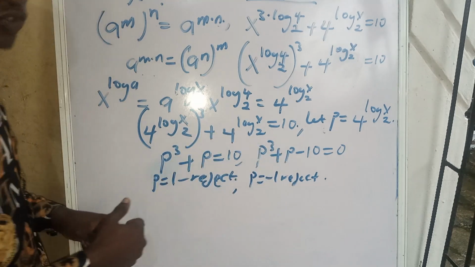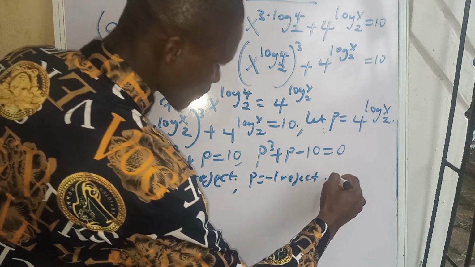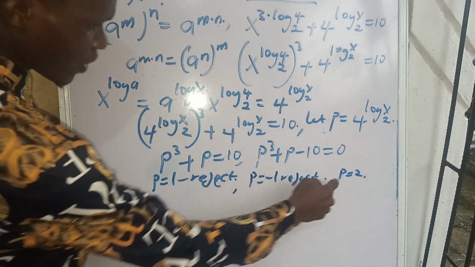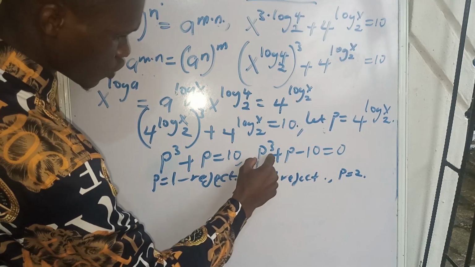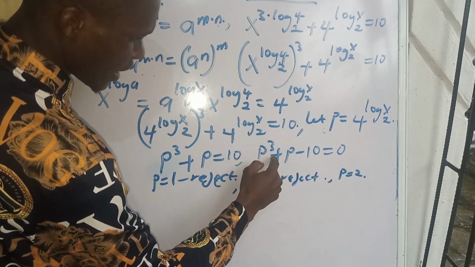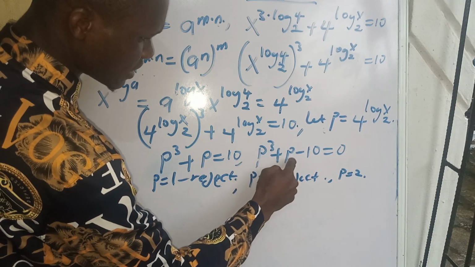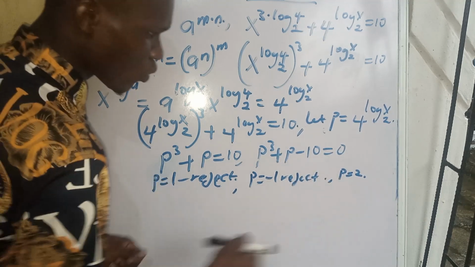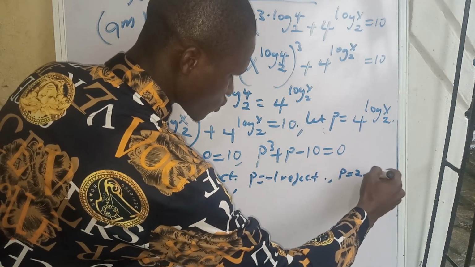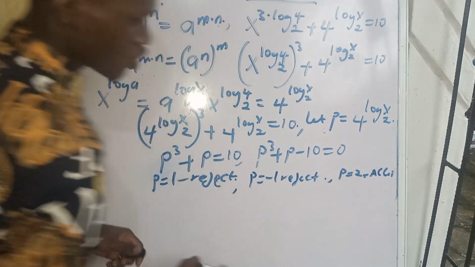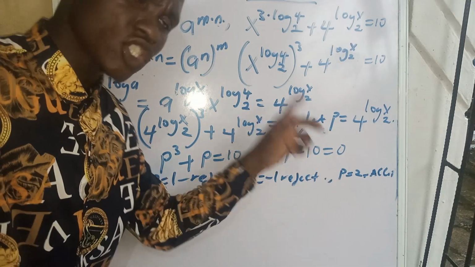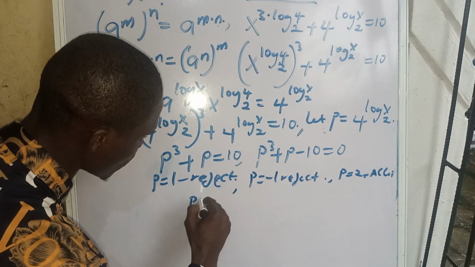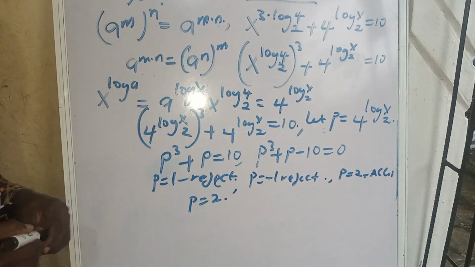So let's move further a little bit. Let's take p equals 2. When p is equal to 2, if we plug p equals 2 here, 2 to the power of 3 is going to give us 8. 8 plus 2 is going to give us 10. 10 minus 10 is going to give us 0. So p equals 2, we accept it. p equals 2 is going to work. So the first value of p here is 2. So my p is equal to 2.